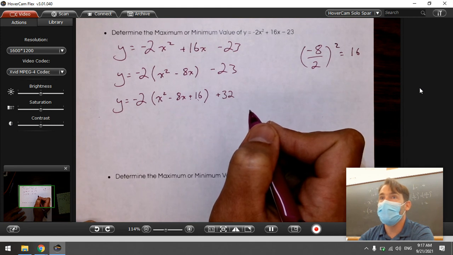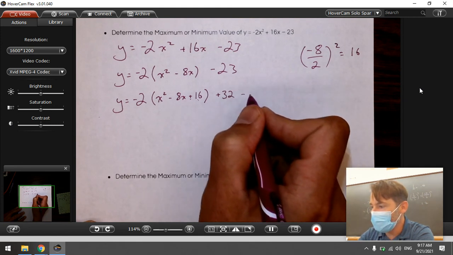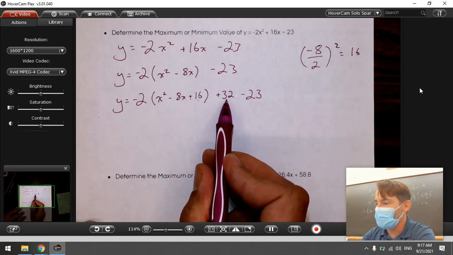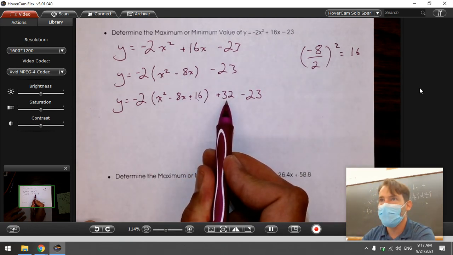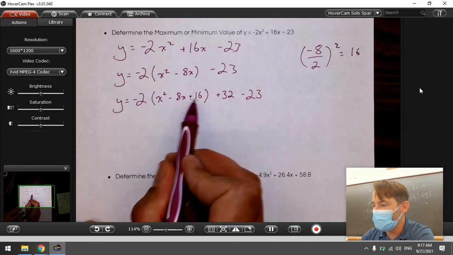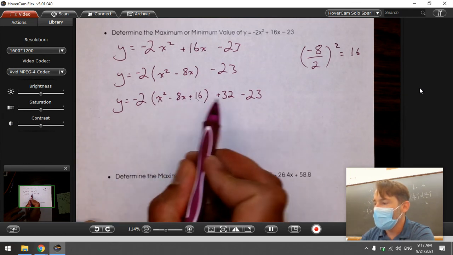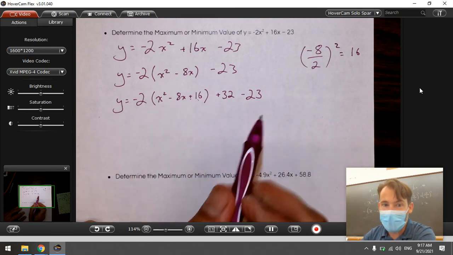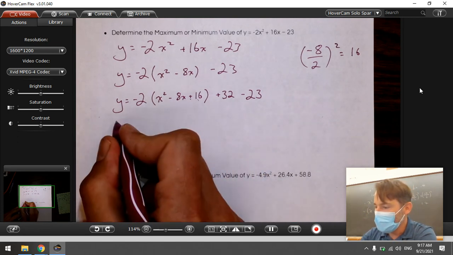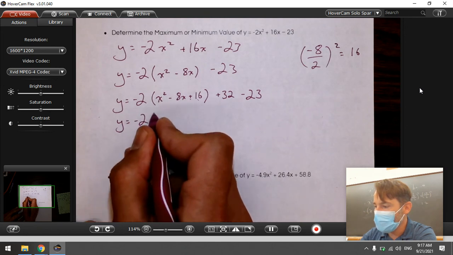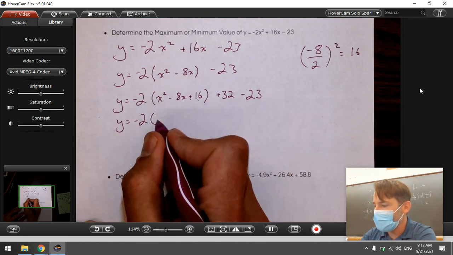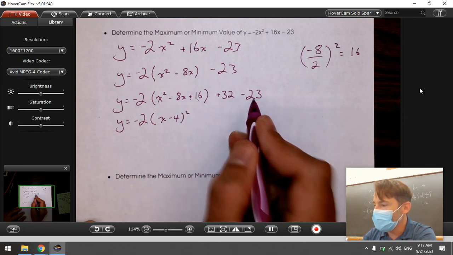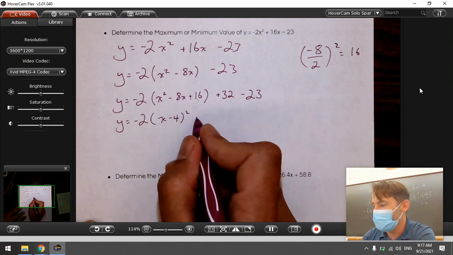Does that make sense? Yes. Good. That is going to be a very confusing point. If you can understand why that's 32 and not minus 16, it's because I have to multiply that one by the negative 2, and then I can balance. Okay? So now this is balanced. Now let's take a look at what it is. y is equal to negative 2. This is a perfect square, and it's x minus 4 squared. Plus 32 minus 23, well, that's just plus 9.